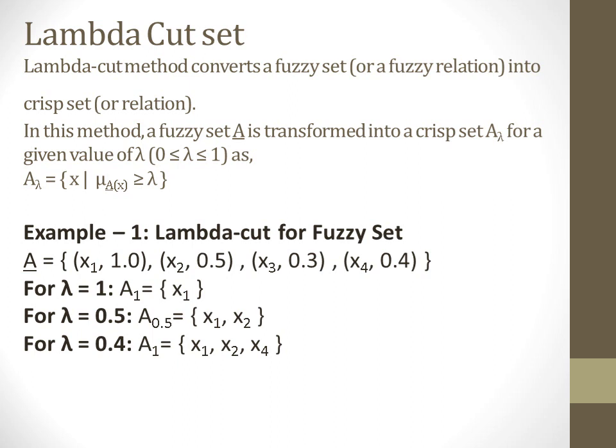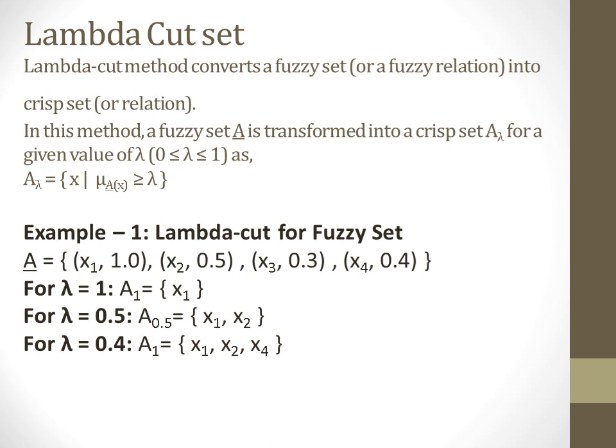Okay, now take an example. Fuzzy set A is given having the 4 elements, namely x1, x2, x3 and x4. So for lambda is equal to 1, you have to consider only element x1. You have to consider the element x1, because all other values are less than lambda.